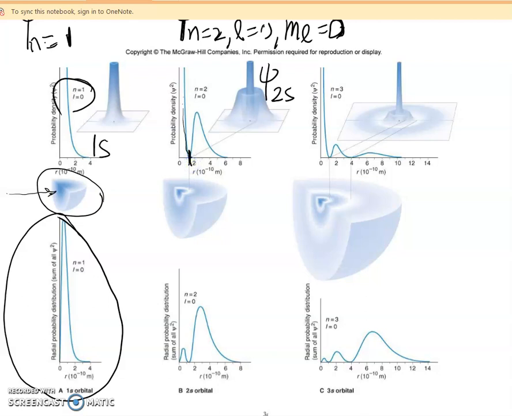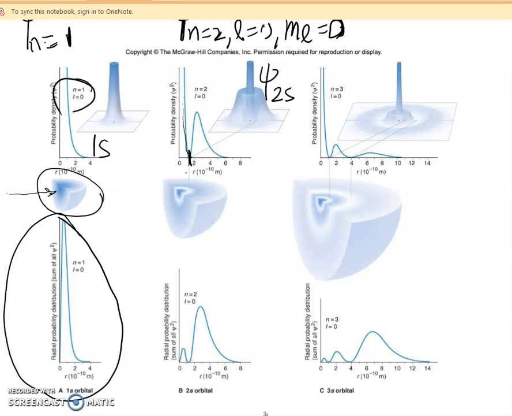Okay, so this point here at 0 is called a node. It's actually called a radial node. The probability of finding an electron here is 0. Okay, that's what quantum mechanics says. So that's looking at the radial plot. Let's look at the contour plot.